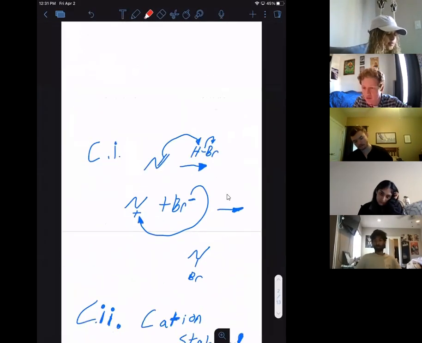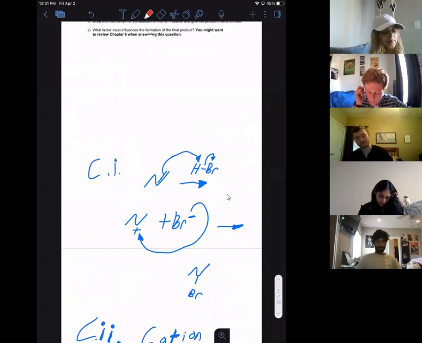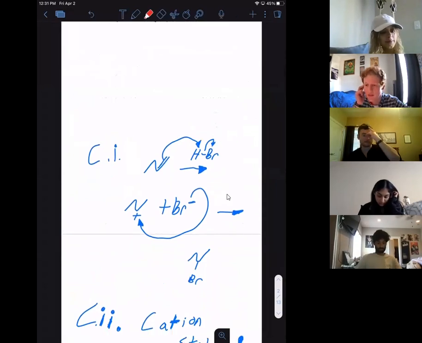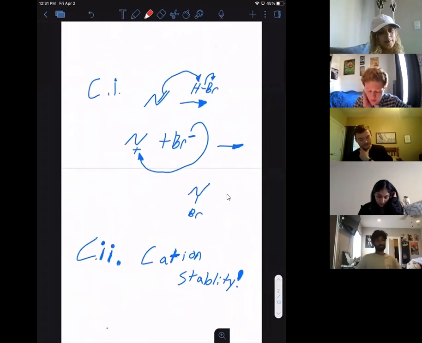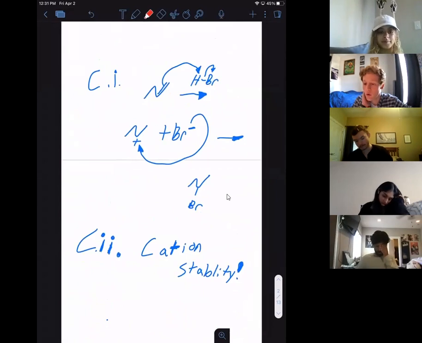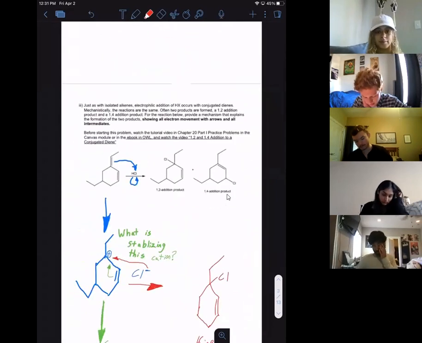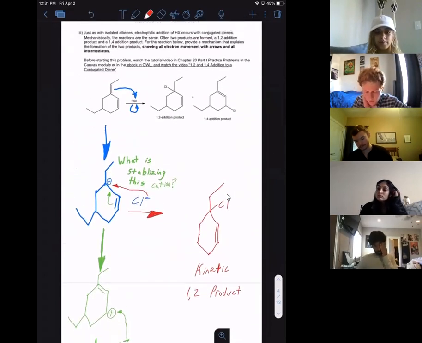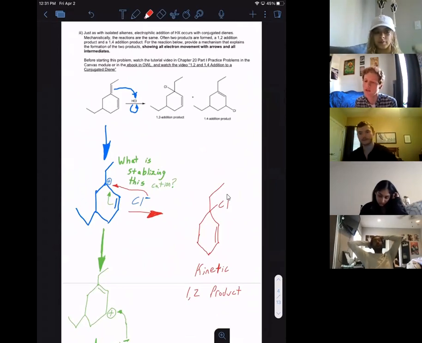Hopefully you guys can do this in your sleep. It's just adding HBr to 1-butene. The important thing to remember here is cation stability, so this is an SN1-type reaction. From here, we're going into kinetic and thermodynamic products. We're not so much worried about that in the challenge problem, but it's important that you can do that and know how temperature affects it.